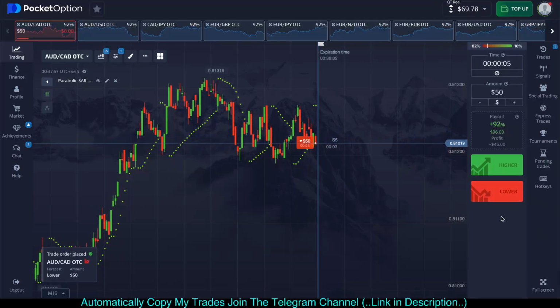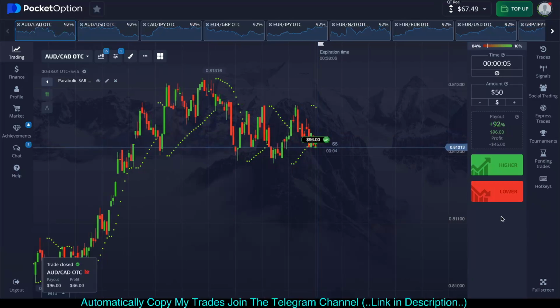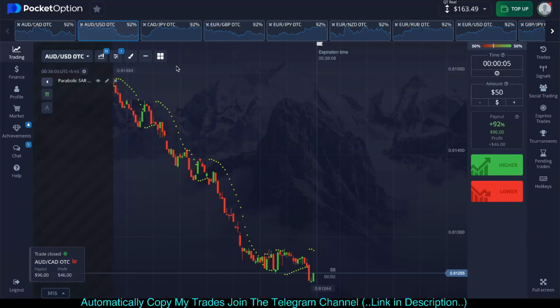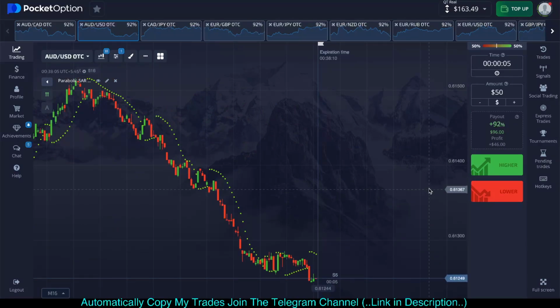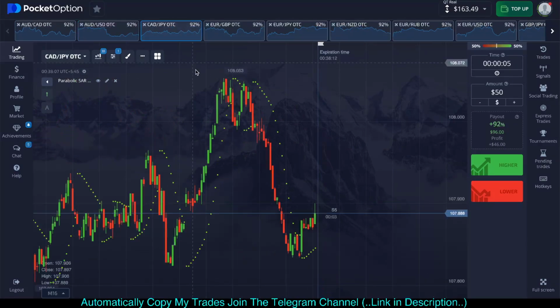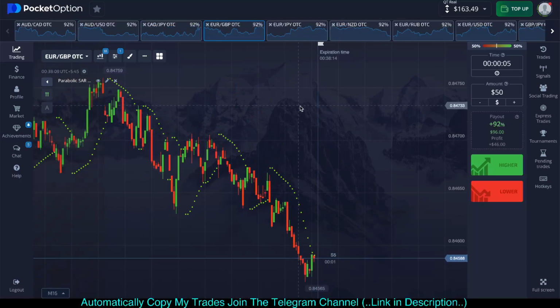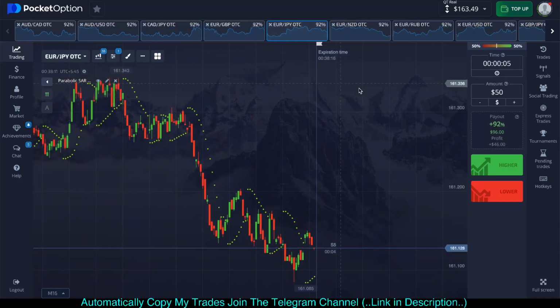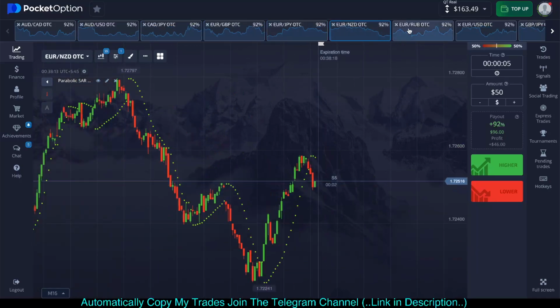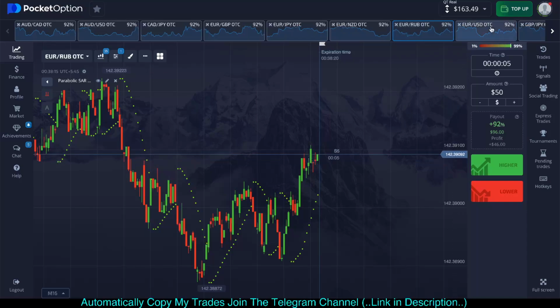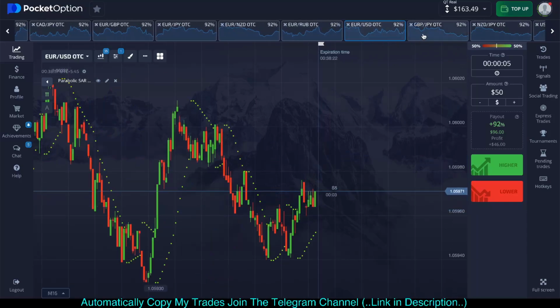Okay friends, let's make some quick bucks with this trading strategy. So we have made a profit here. I'll explain this strategy to you. Let's just make a few trades. Our first trade was so sweet and we made a profit already. So let me find another entry point.